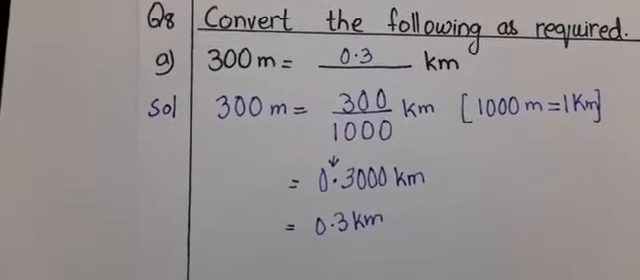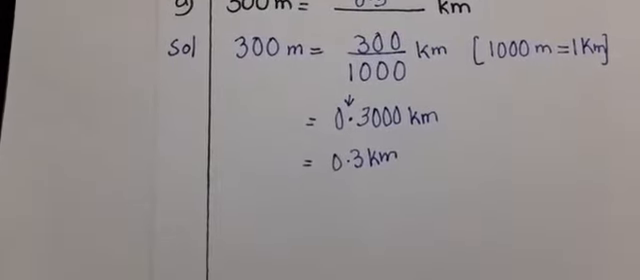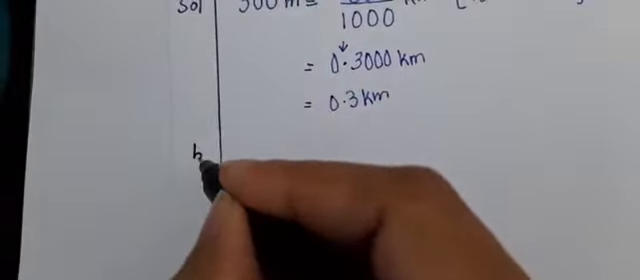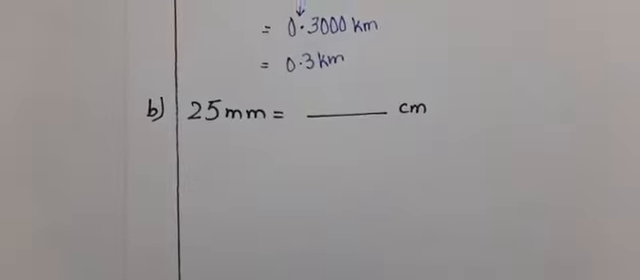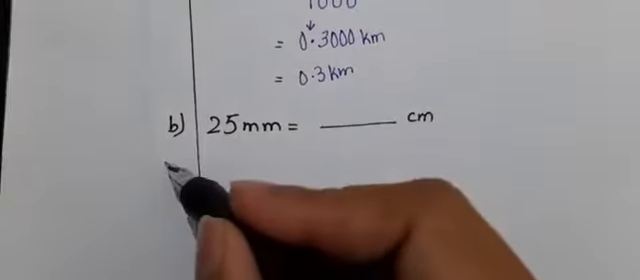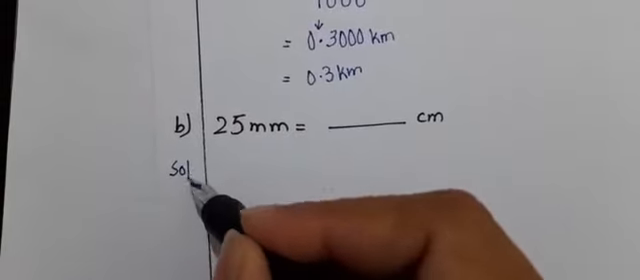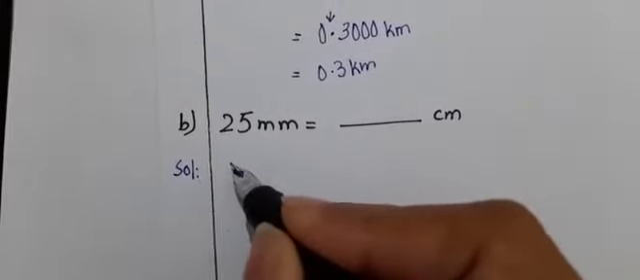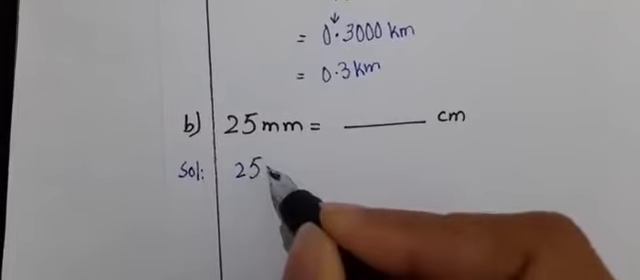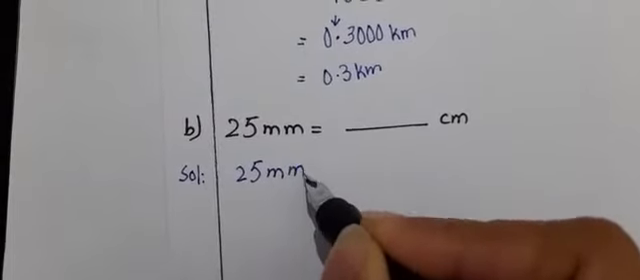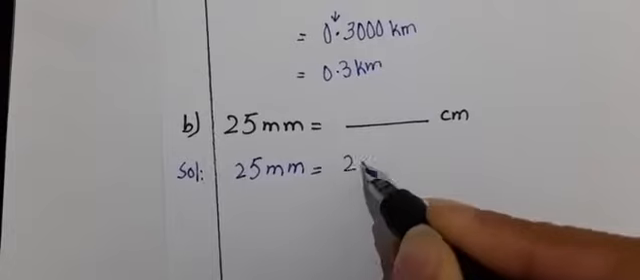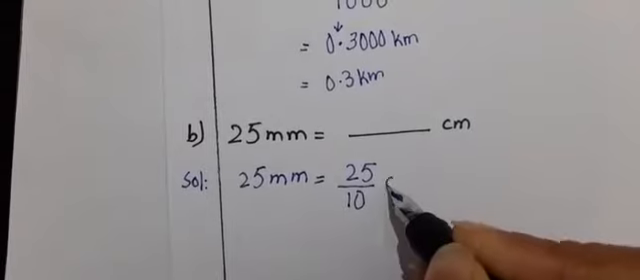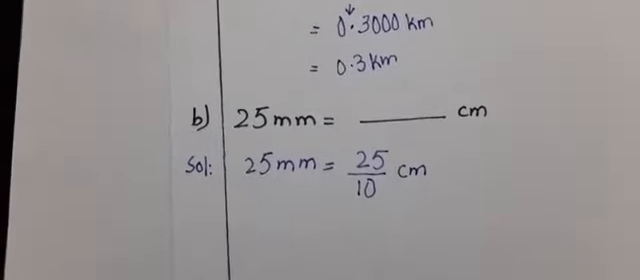Now we will move toward our next sum, that is 25 millimeter equals to dash centimeters. Okay. Let's write the sum. Let's start doing our sum. As you all know that 10 millimeters make 1 centimeter, means we have to divide it with 10. So I will write 25 millimeters equals to 25 divided by 10 centimeters.